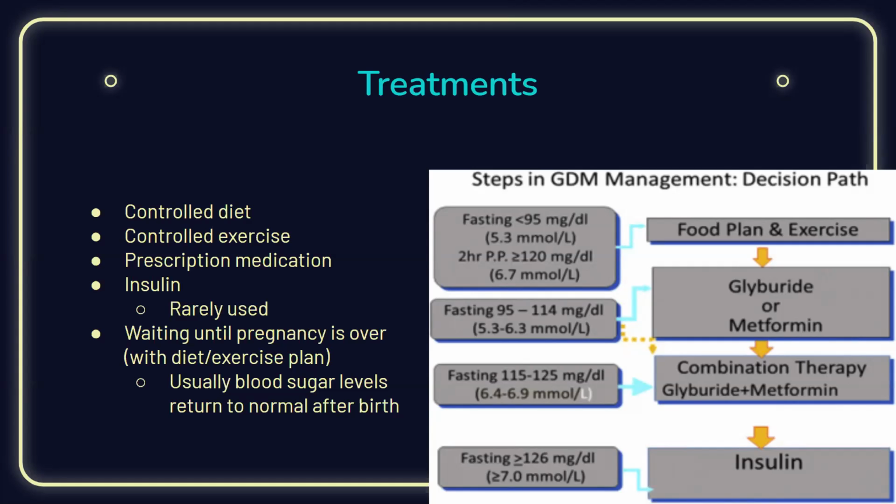As you can see here, this is a sample management decision path on how you would normally go about treating gestational diabetes. Obviously, you would first attempt diet and exercise to get rid of it. If that didn't work, we would go to more medication and combination therapy, and then eventually insulin. But insulin, once again, is fairly rarely used. It's not used nearly as often.